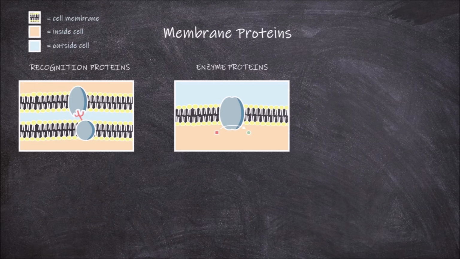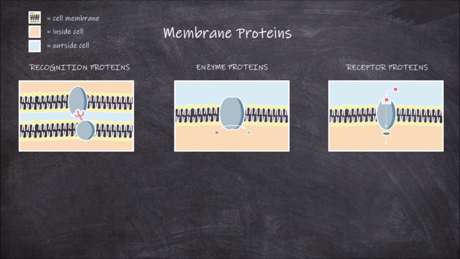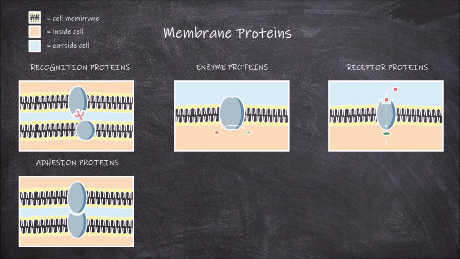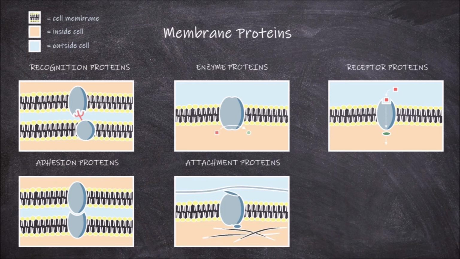Another kind of membrane protein are the receptor proteins, also known as signal transduction proteins, as they receive a signal from outside the cell and transduce it into the cell. Another kind of membrane protein are adhesion proteins, also known as joining proteins, which function in joining one cell to another. A fifth kind of protein are the attachment proteins, which function in binding and attaching other cell structures, such as the cytoskeleton inside the cell and the extracellular matrix outside the cell.